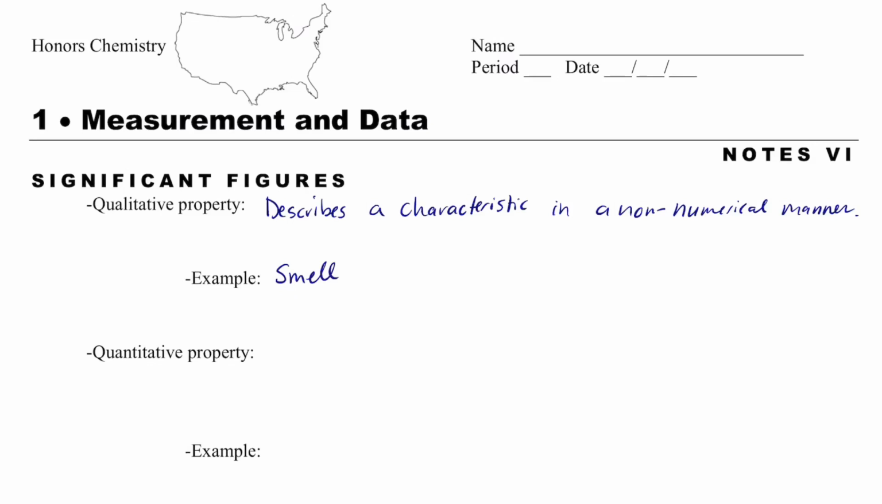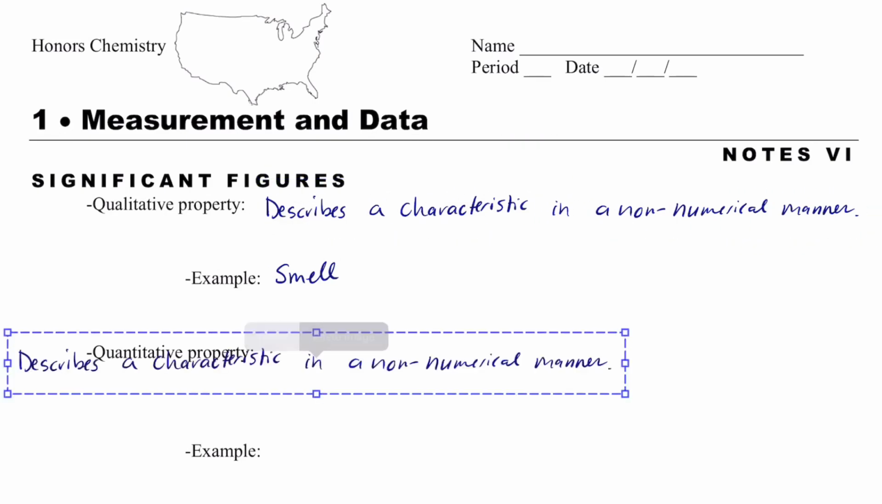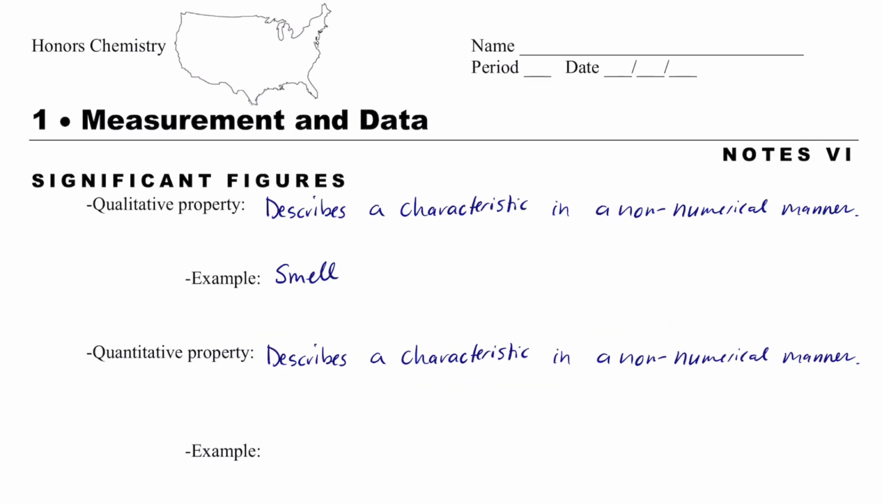A quantitative property describes a characteristic, but it's going to do so in a numerical manner. And so this would be something like mass, density, and there could be a lot of others. And a good way to remember the difference is that the word quantitative has the letter N in it, and so that is a clue that it is dealing with something in a numerical manner, so putting some sort of number next to it.